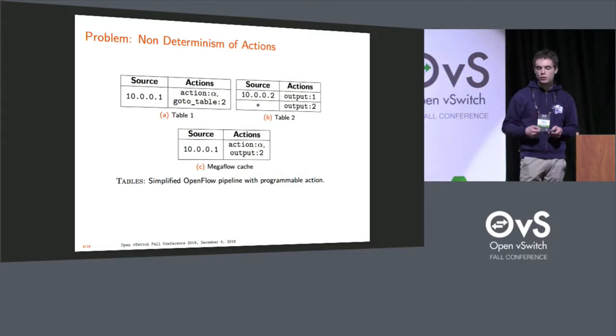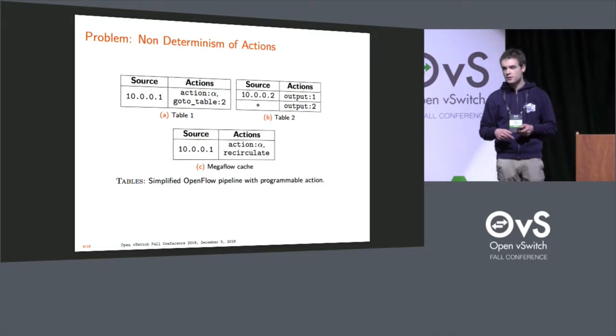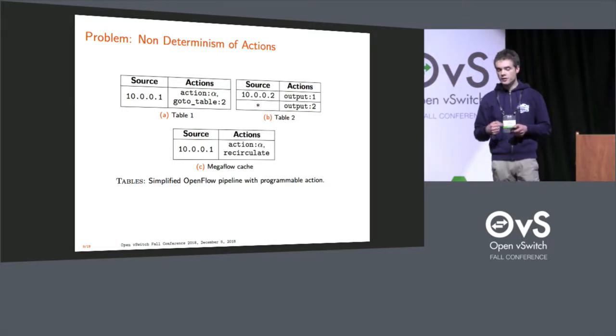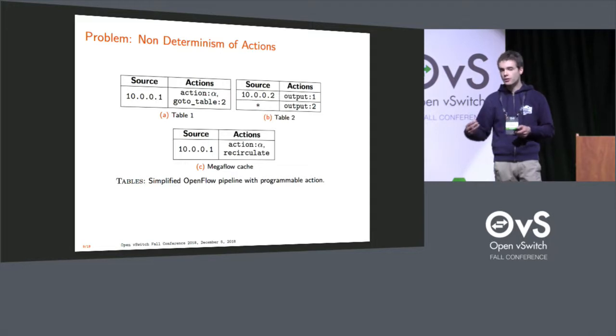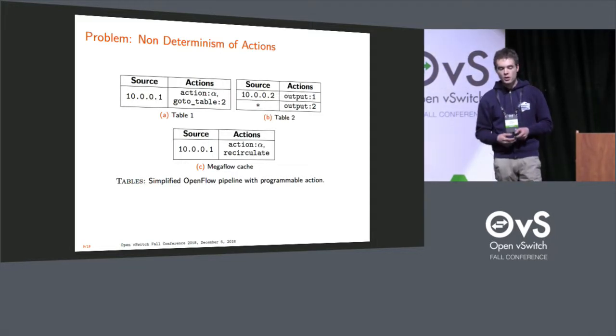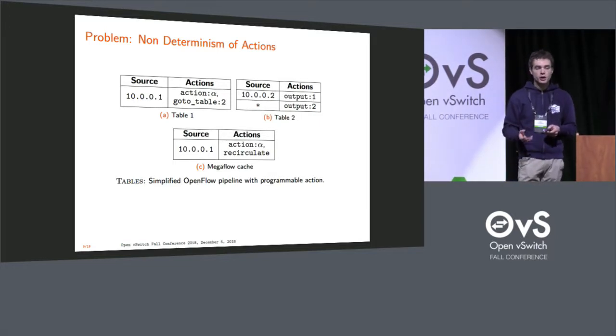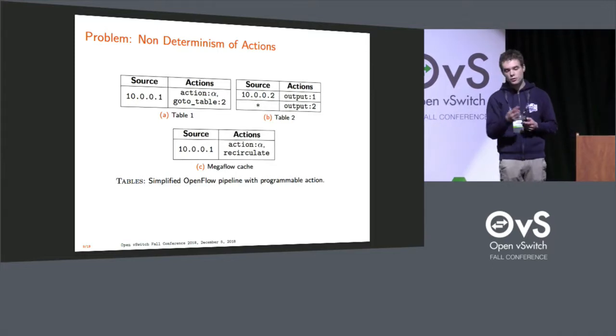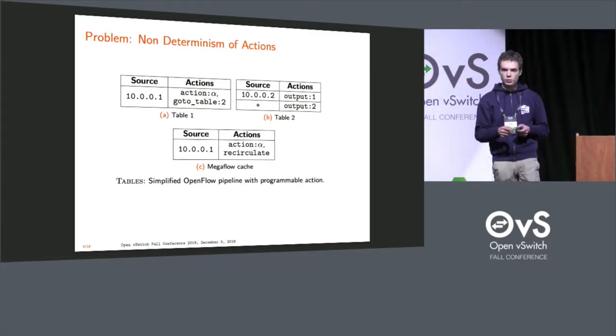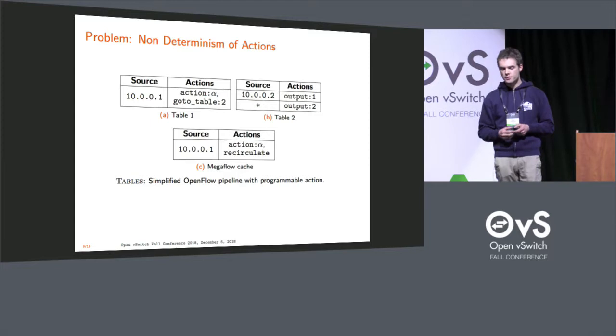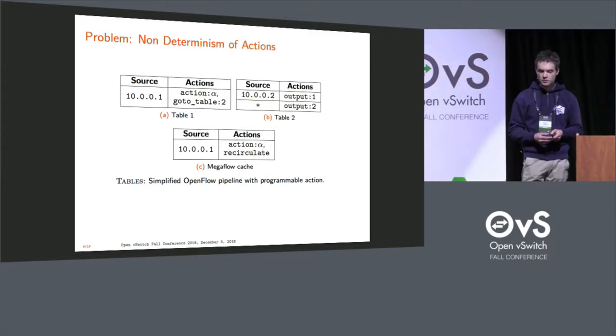So what we actually want to do to solve this issue is recirculate packets every time we execute a programmable action, because we don't know whether the subsequent actions are still valid or not. Of course, if we recirculate packets every time we execute a programmable action, we're going to have a very high overhead because we have to go through the full implementation of the tuple space search classifiers in user space. That's very costly, so we want to avoid this as much as possible.